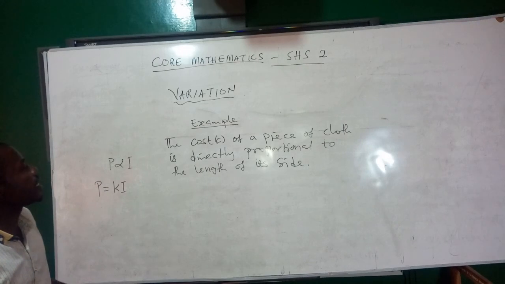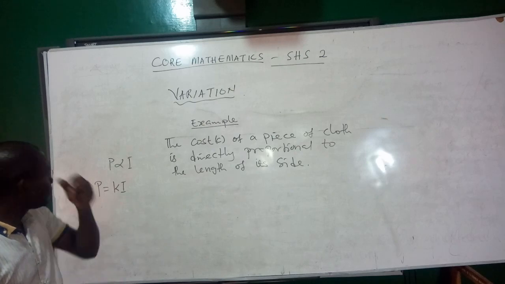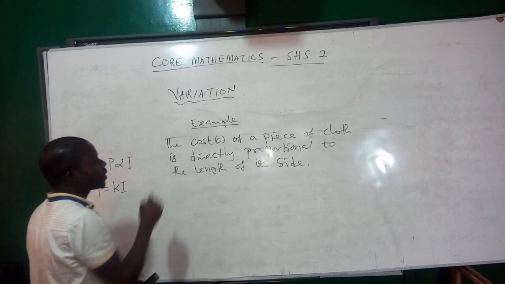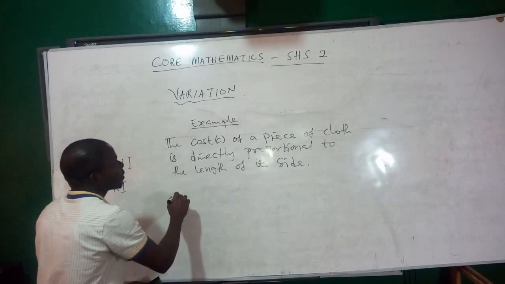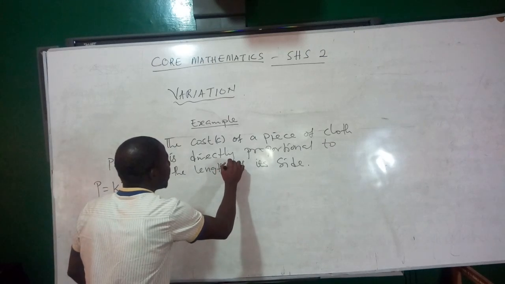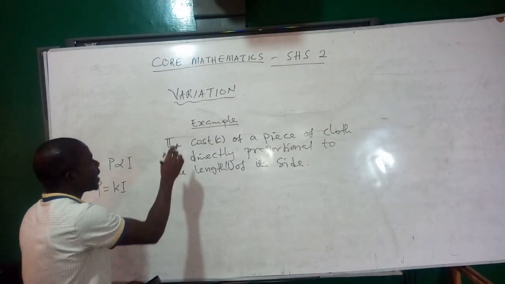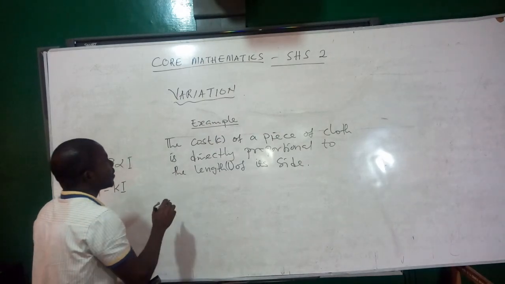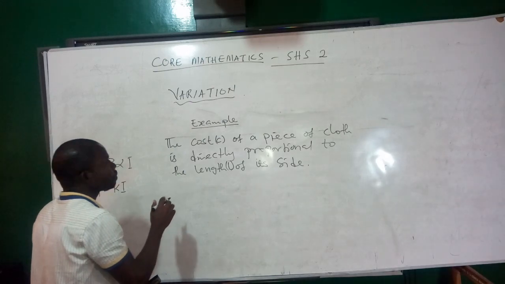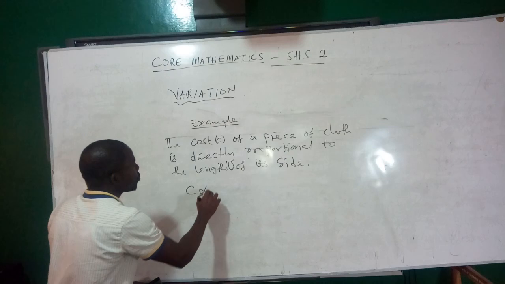The cost C of a piece of cloth is directly proportional to the length of its side. And we wrote this as, for the length we use L. So now let's write the statement mathematically. We have C is proportional to L.